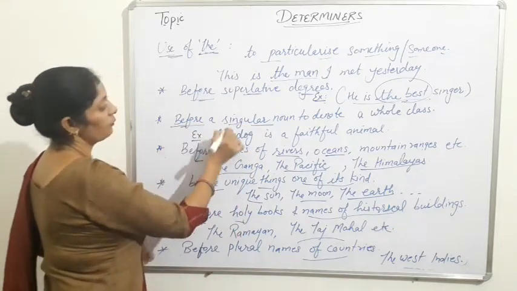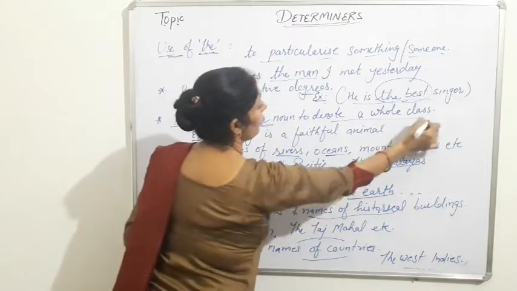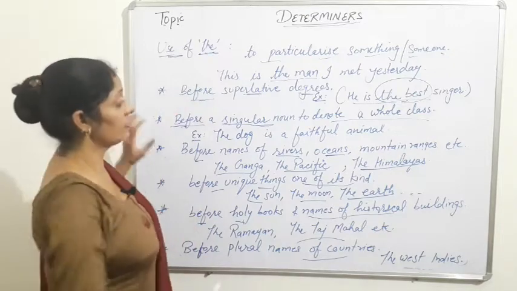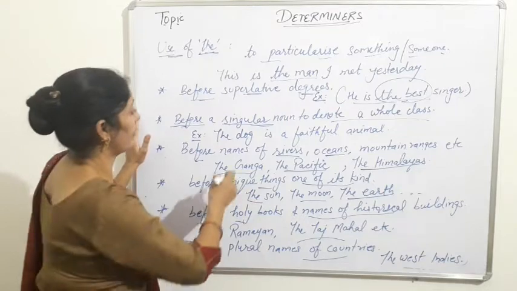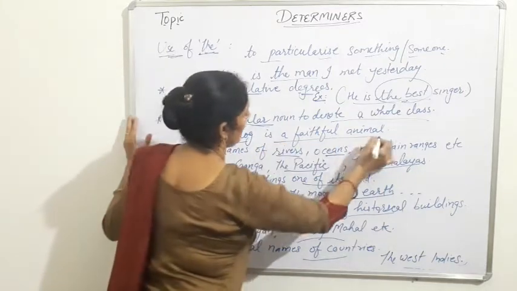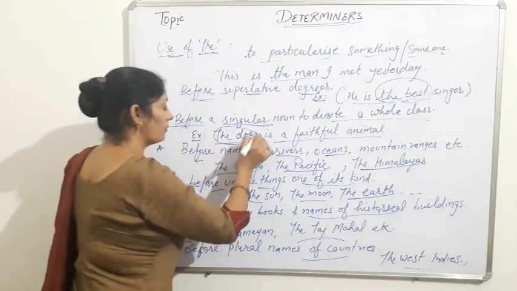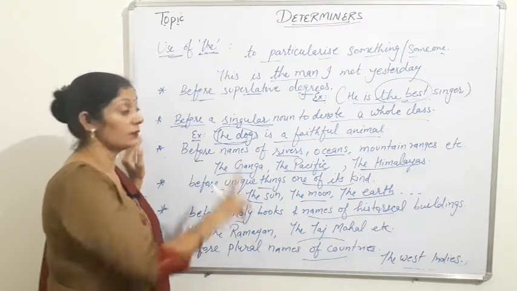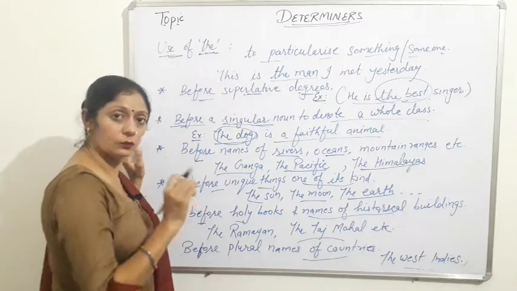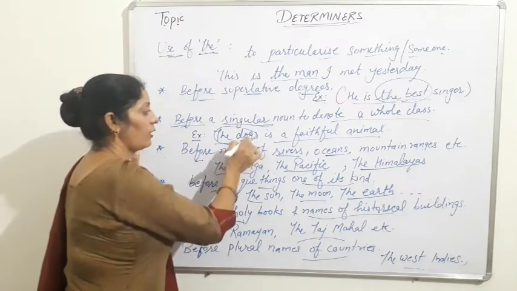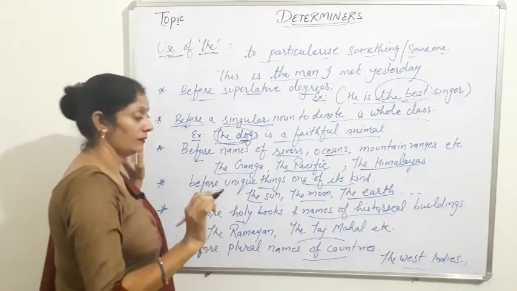Next one is before a singular noun to denote a whole class. When a singular noun refers to its whole class, for that, the dog is a faithful animal. Here we are not talking about a particular dog. The dog, it means every dog is faithful. So the dog is faithful. The dog refers to its whole class.